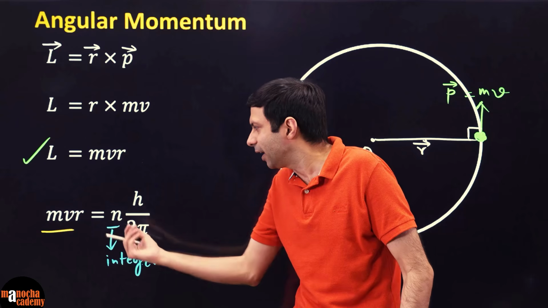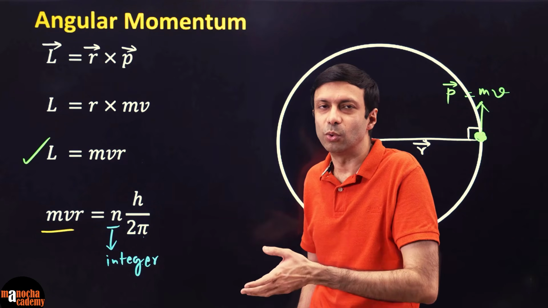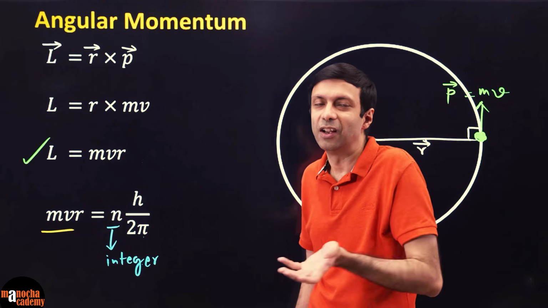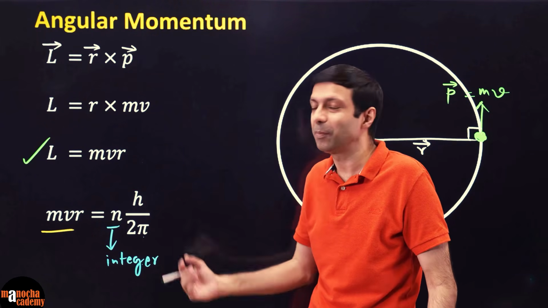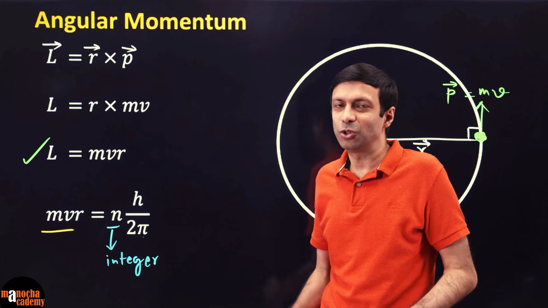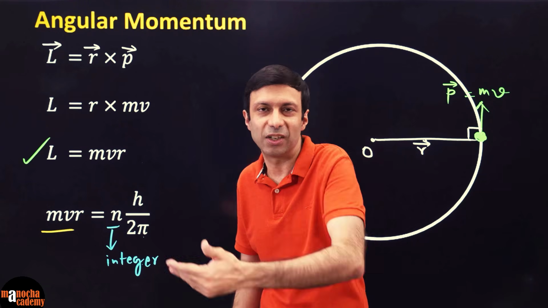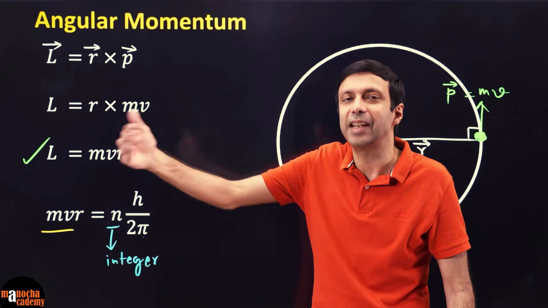But you cannot have it like 1.1, 1.2, 1.3 or 2.7. No random values like that, right? It has to be integer multiples of h by 2 pi. So that is why we call this a quantization condition. Like you can only go in certain steps.